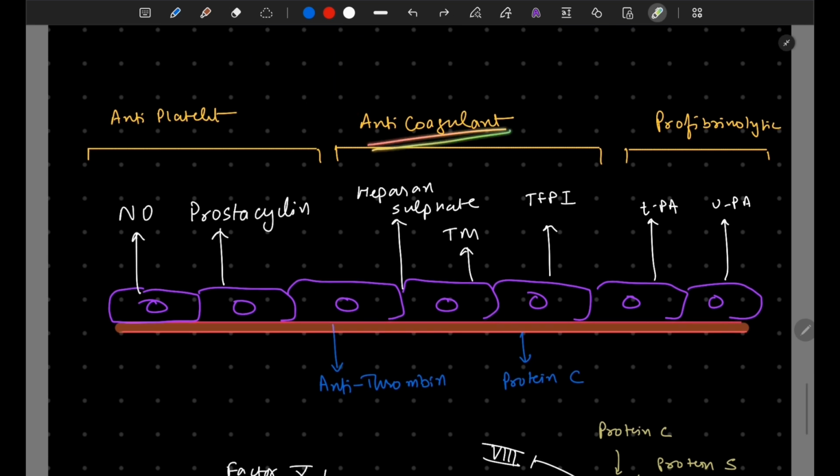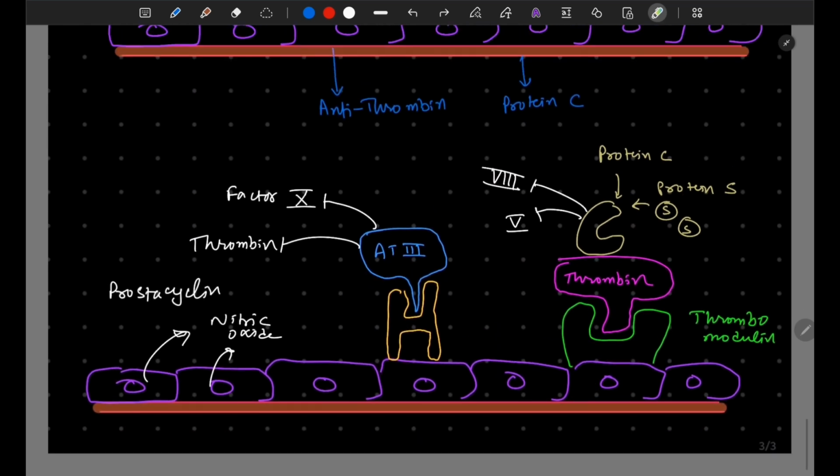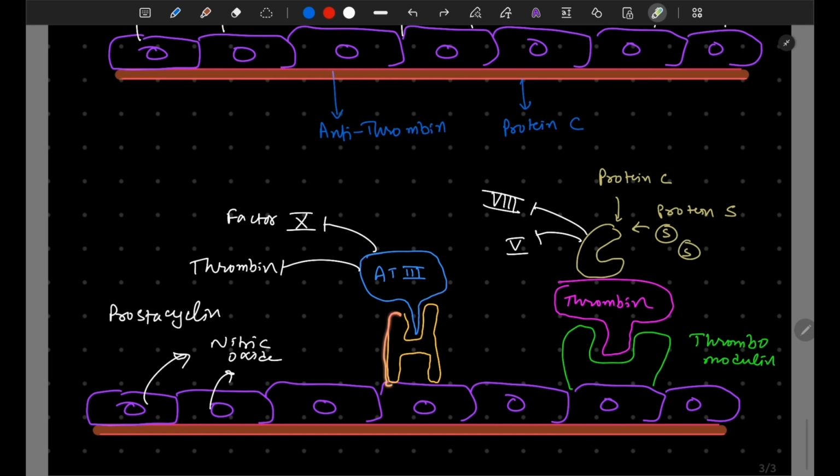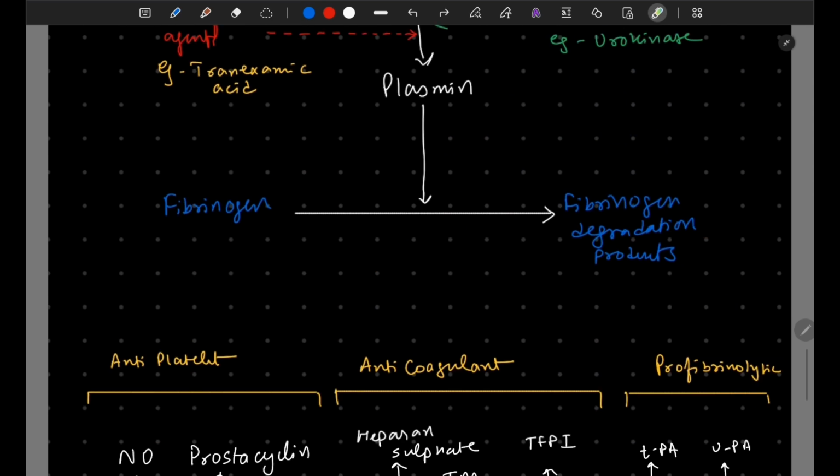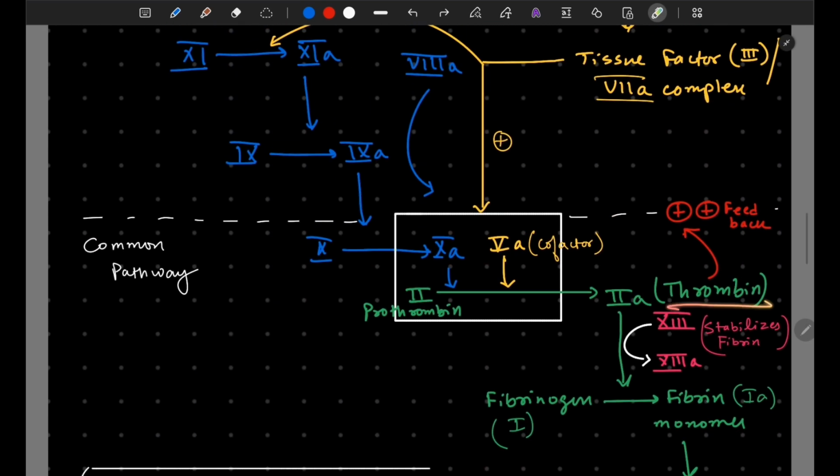Also, in the anticoagulant pathway, there is a molecule known as heparan sulfate. This heparan sulfate is a structure which gets attached to antithrombin. What is antithrombin? We will look ahead in just a few minutes. The antithrombin attachment to the heparan sulfate leads to suppression of factor 10 and factor 2A. So this molecule as a whole inhibits factor 10 and thrombin. Coming to our coagulation cascade, the thrombin and factor 10A are inhibited by heparan sulfate along with antithrombin.